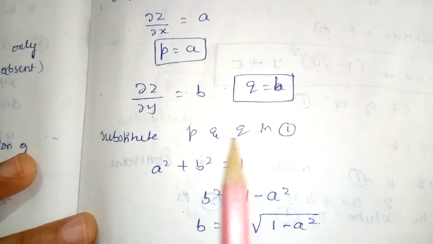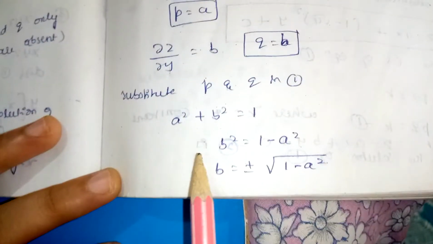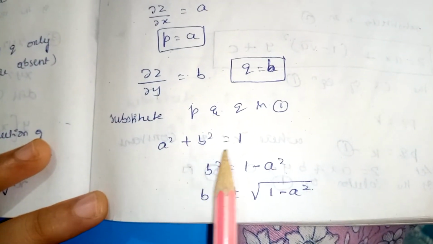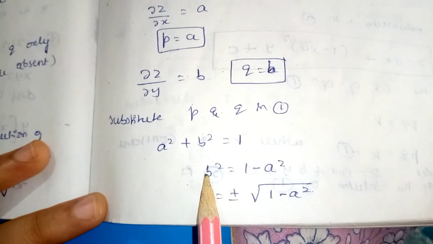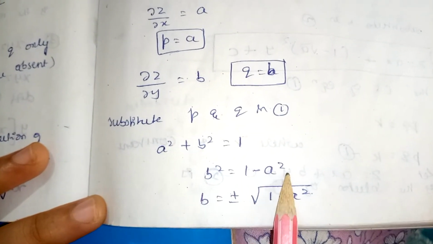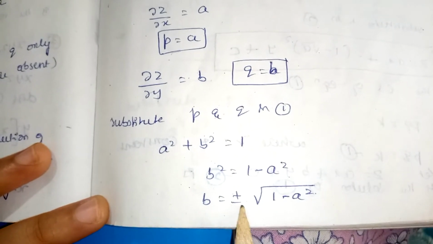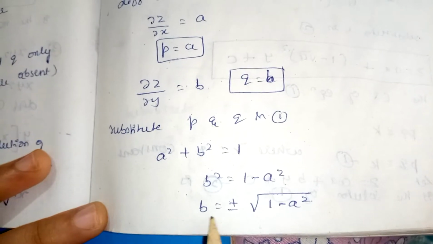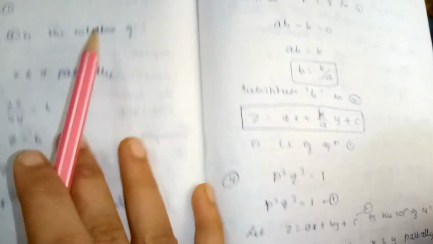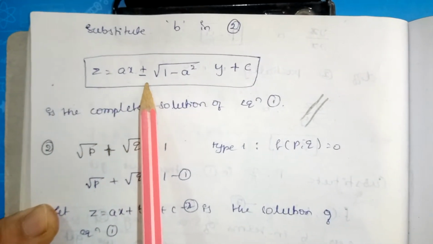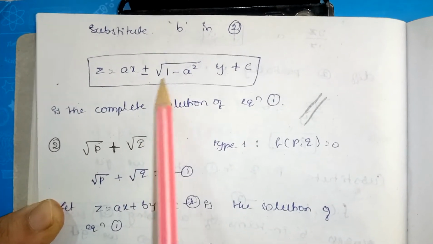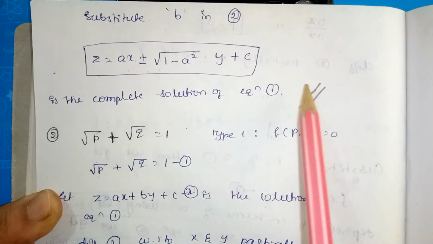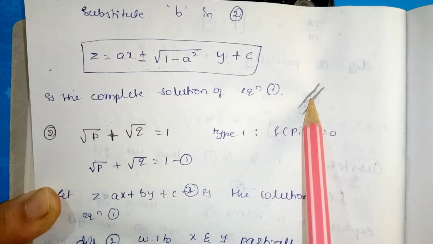Substitute the values of p and q in the given equation, then equation 1 becomes a square plus b square equal to 1. Then b square equal to 1 minus a square, then b is equal to plus or minus square root of 1 minus a square. Last step is substitute the value of b in equation 2, then you get the solution, that is z is equal to ax plus or minus square root of 1 minus a square into y plus c. This is the complete solution of equation 1.